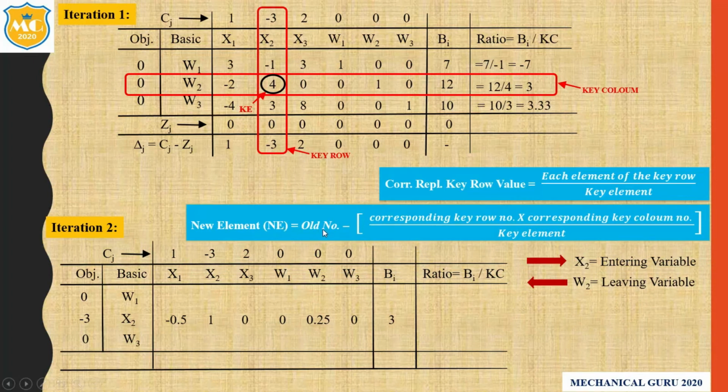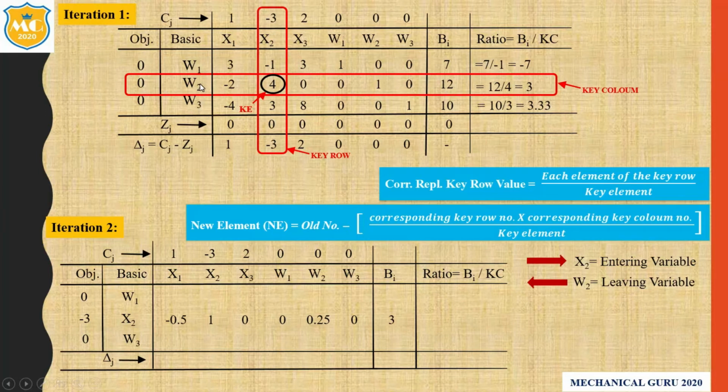Remaining all the values we have to find using this equation. New element is equal to old number minus corresponding key row number into corresponding key column number divided by key element. So in that we have to find out a total of 21 values. In the first row we have to find 7 values, so we have 3 rows, so a total of 21 values. But here I will show you some tricks to find out the simplex tabular values without using this equation. Let's see how to find out.